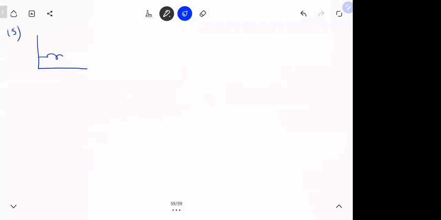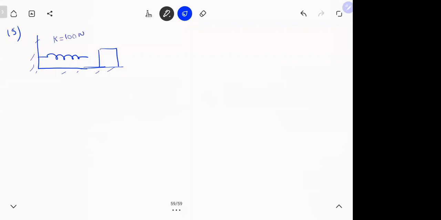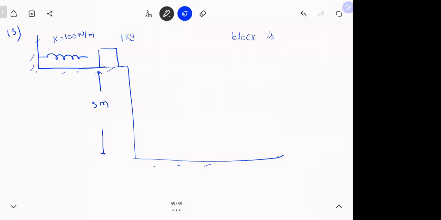We have a spring here. We have a block. The spring constant is 100 Newton per meter. It's a 1 kg block. This is at a height of 5 meters. So here, the block is pushed against the spring. You took the block and pushed it to the left by 10 centimeters and released.